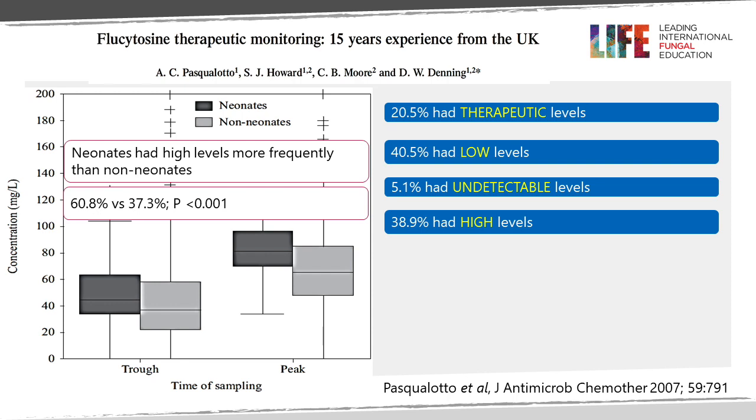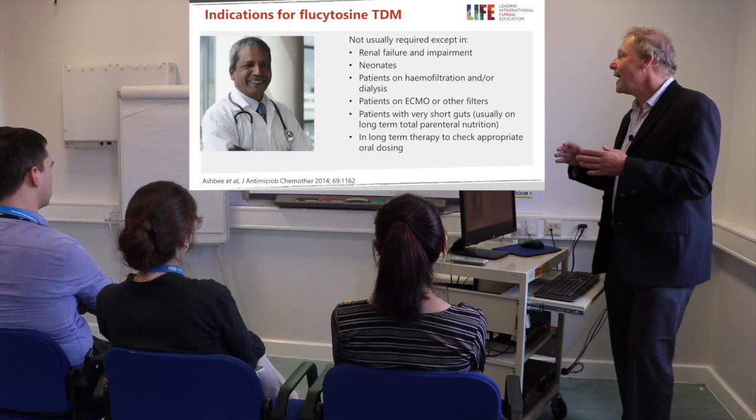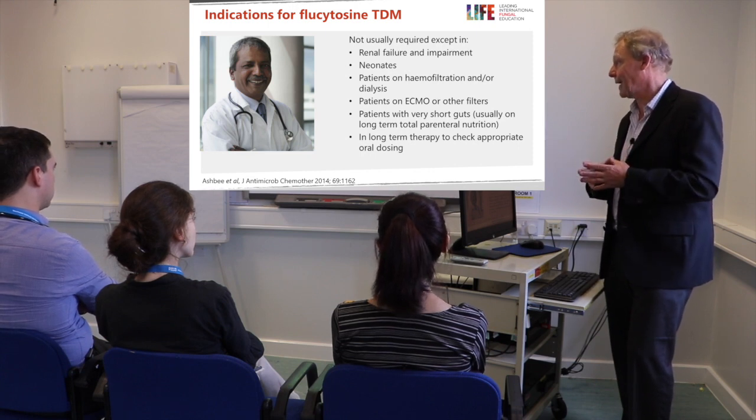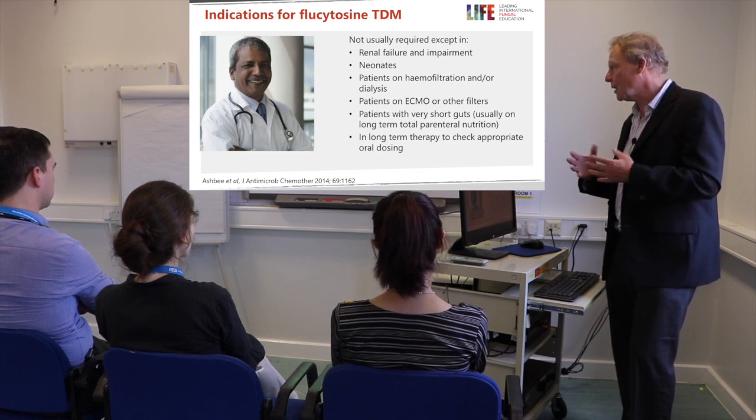And neonates had higher levels more frequently than non-neonates, and that was quite statistically significant, which is also an issue for us. So the indications for flucytosine TDM, some authorities have said you should measure levels in everybody. In reality, it's particularly important with those with any renal impairment or failure. That's very important to measure levels, and neonates it's very important to measure levels. Patients on hemofiltration or dialysis also would benefit from levels because it's very difficult to adjust the dose correctly. There's not much data on ECMO or other filters in terms of adjusting dose.